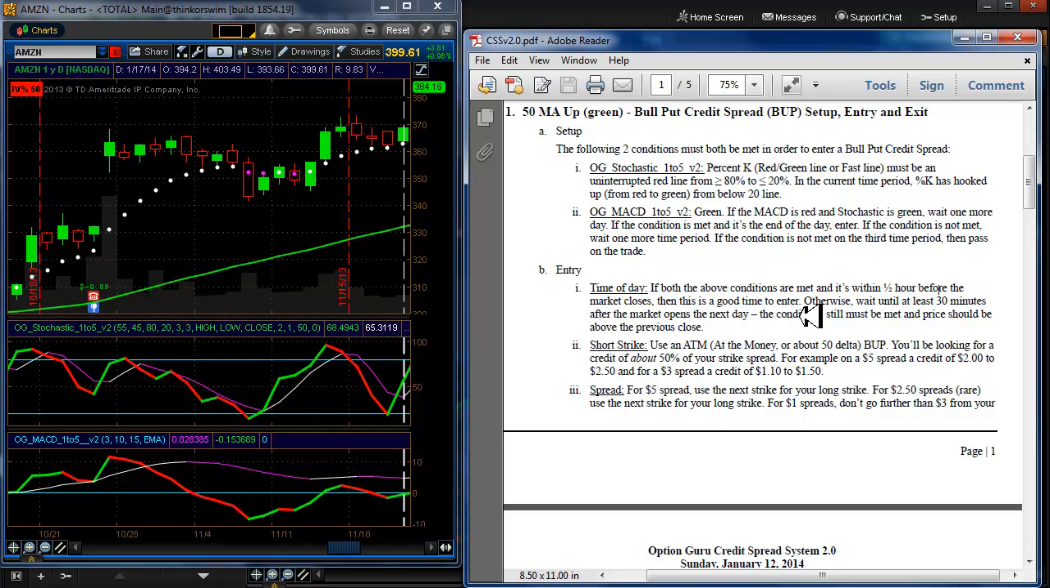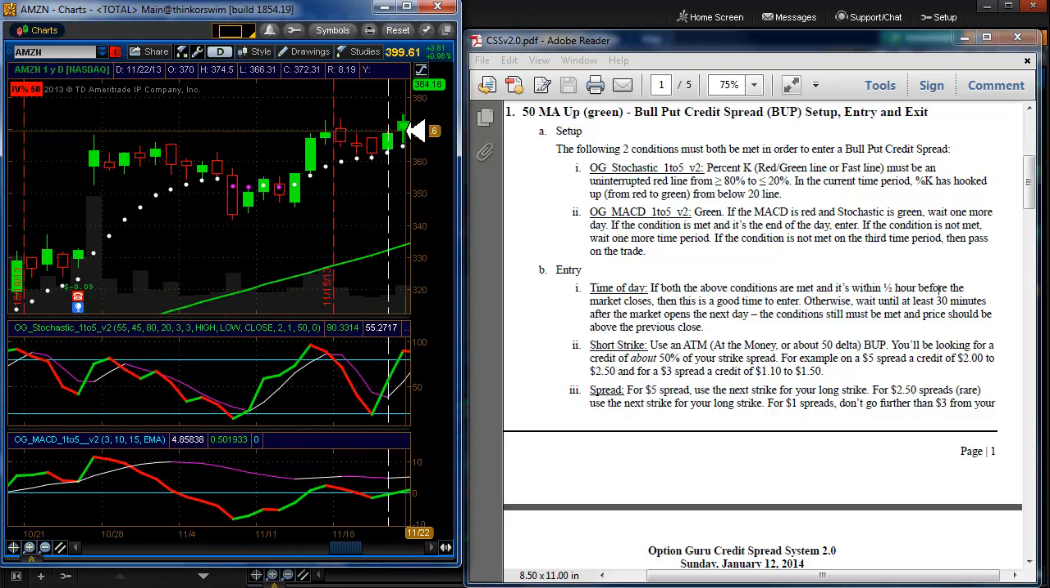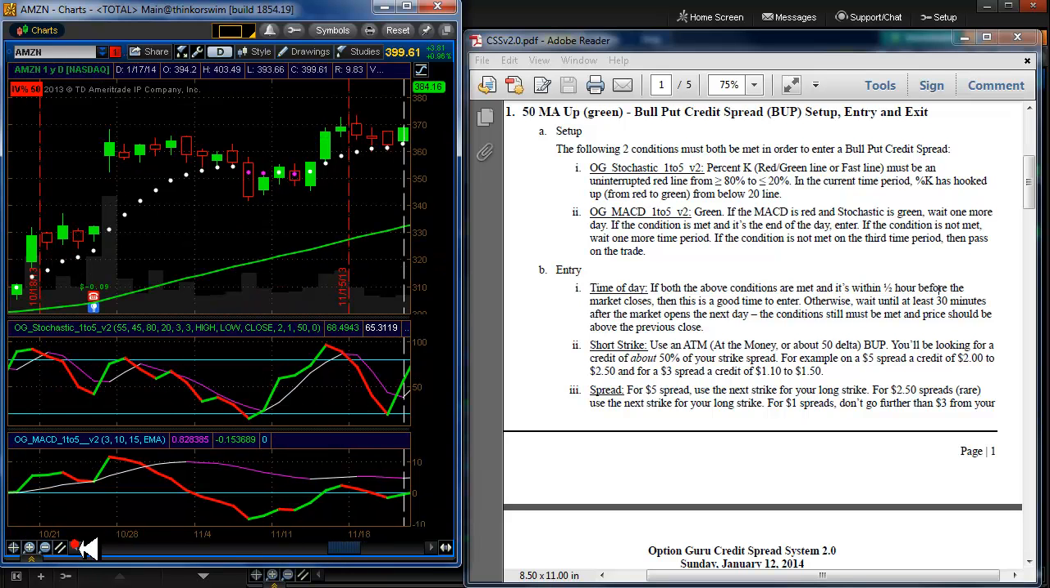The condition still must be met and the price should be above the previous close. Well, as it turns out, that did happen. The conditions were met. It is above the previous close. So you could enter this the next day. Well, let's get back here. We're still back on today.